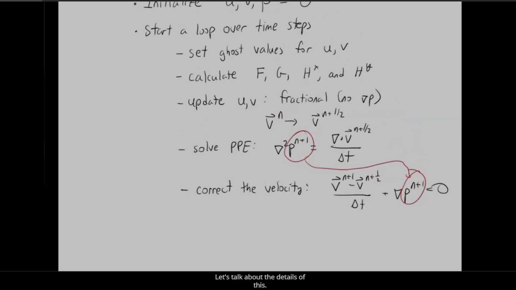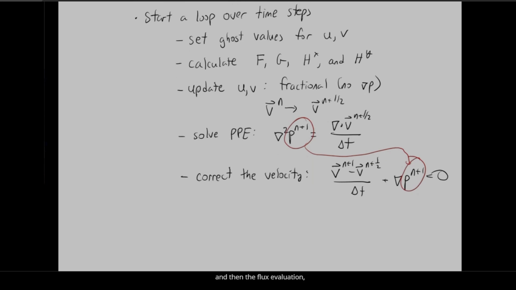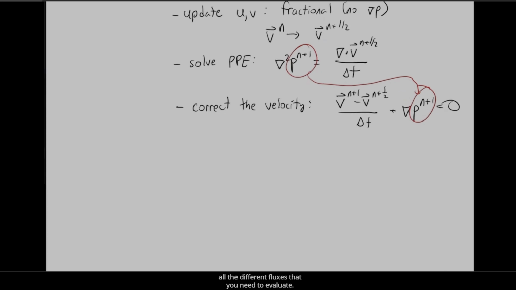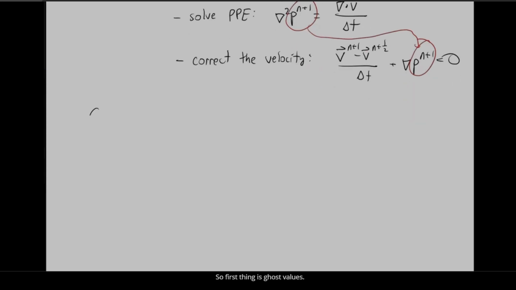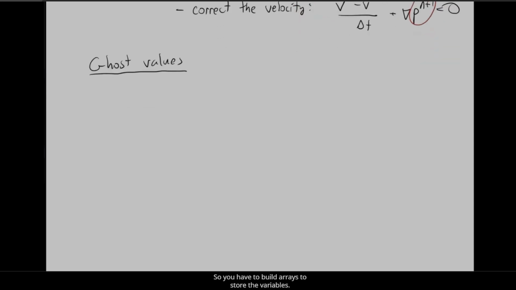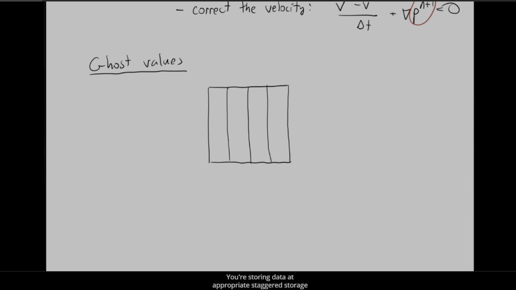Let's talk about the details of this. Let's talk about how to set the ghost values briefly, because we already talked about that, and then the flux evaluation on all the different fluxes that you need to evaluate. So first thing is ghost values. You have to build arrays to store these variables. Let's just say you have a computational domain that's a square, which is what you have right now. You're storing data at appropriate staggered storage locations.